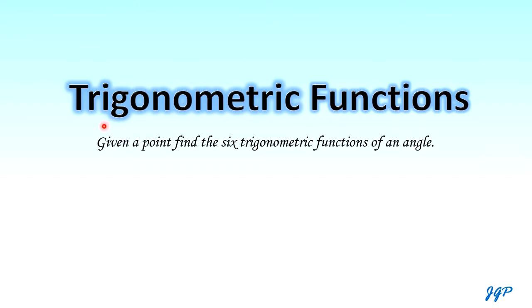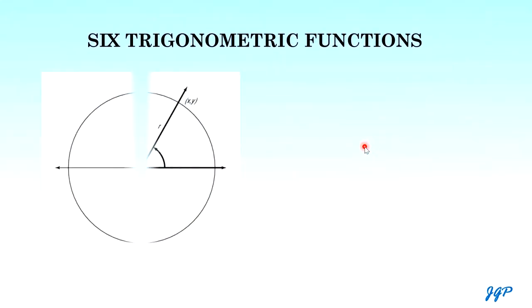For today's video lesson, we will discuss trigonometric functions. Given a point, find the 6 trigonometric functions of an angle. One way to find the values of trig functions for angles is to use the coordinates of points on the circle that has its center at the origin, letting the positive x-axis be the initial side of an angle, and you can use the coordinates of the point where the terminal side intersects the circle to determine the trigonometric functions.